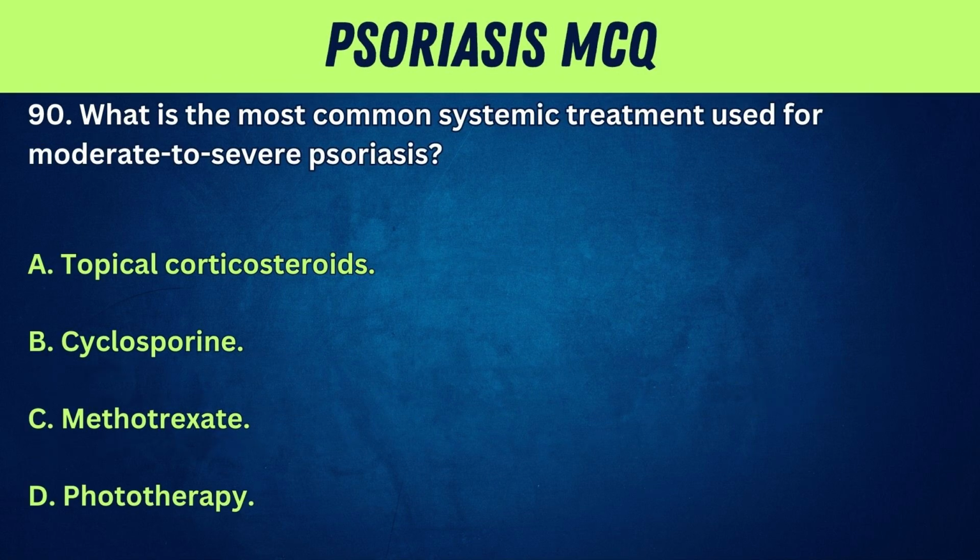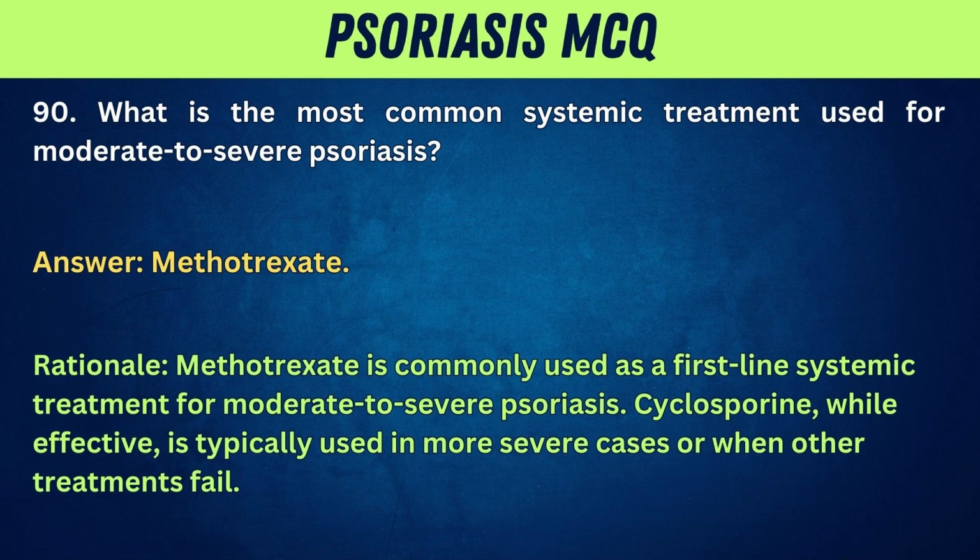90. What is the most common systemic treatment used for moderate to severe psoriasis? A. Topical corticosteroids. B. Cyclosporin. C. Methotrexate. D. Phototherapy. Answer: methotrexate. Rationale: methotrexate is commonly used as a first-line systemic treatment for moderate to severe psoriasis. Cyclosporin, while effective, is typically used in more severe cases or when other treatments fail.